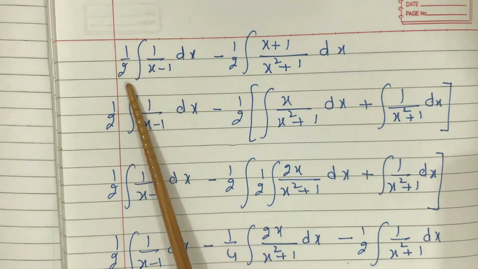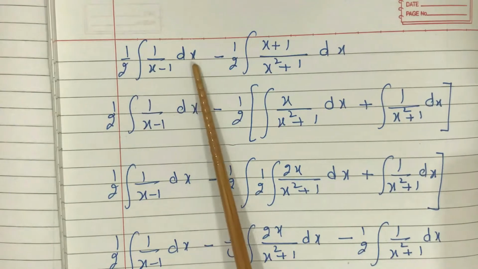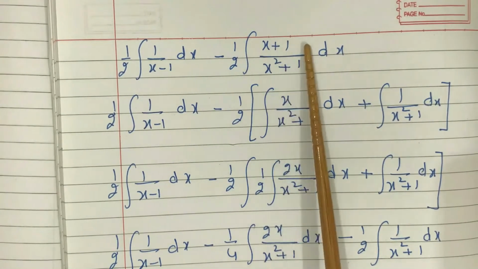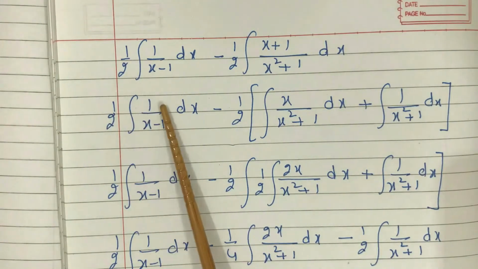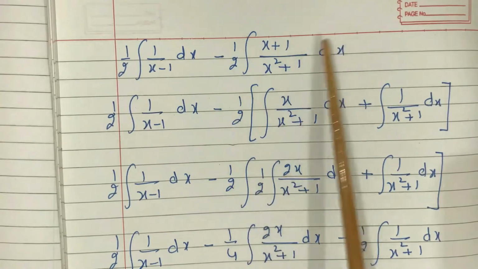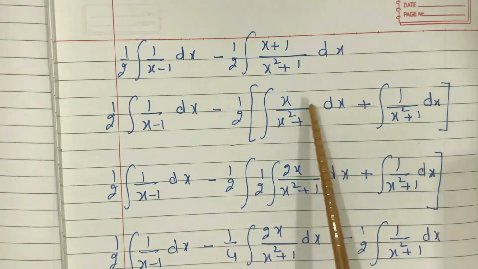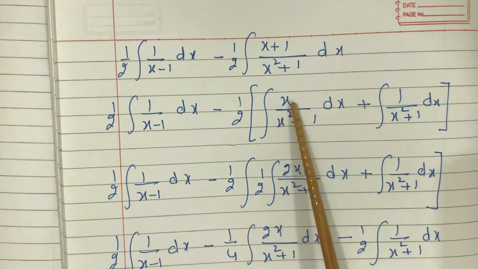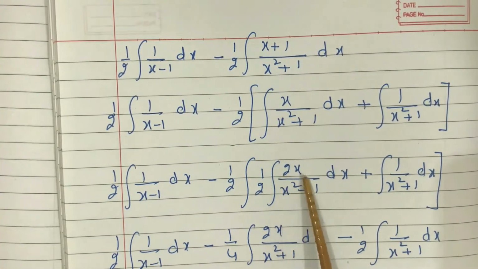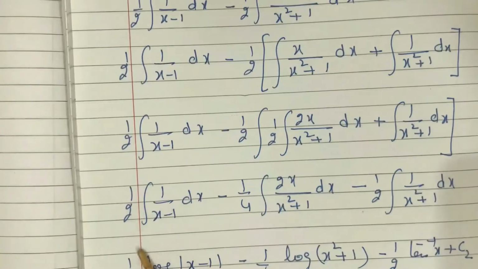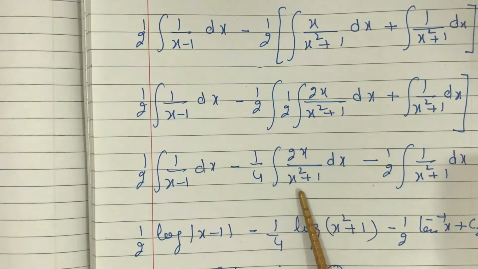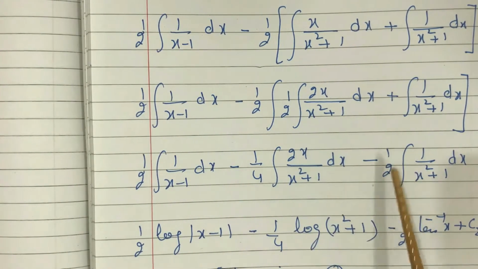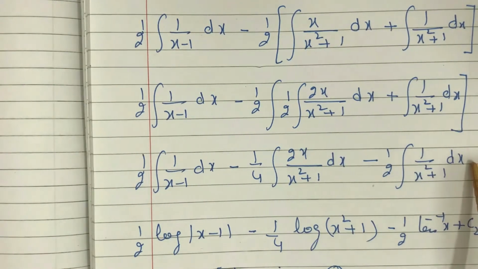Now I'll have 1/2 integral of 1/(x - 1) dx minus 1/2 integral of (x + 1)/(x² + 1) dx. This is equal to 1/2 integral of 1/(x - 1) dx minus 1/2. This thing can be written as this. Now solve this, divide and multiply by 2. You will have 2x/(x² + 1). And then you will have 1/2 integral of 1/(x - 1) dx minus 1/4 integral of 2x/(x² + 1) dx minus 1/2 integral of 1/(x² + 1) dx.